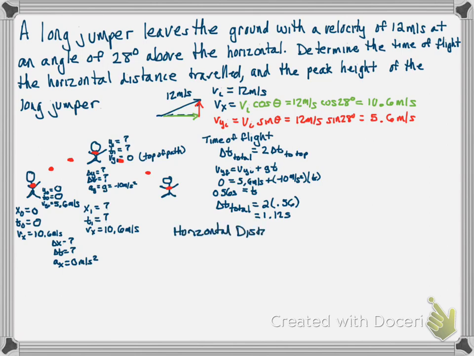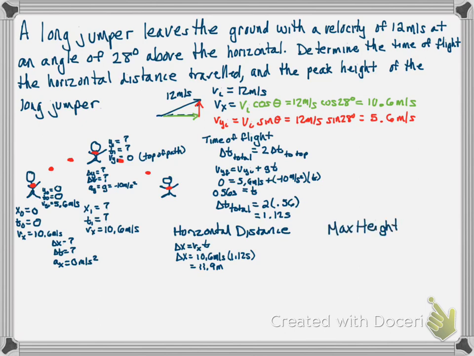Her horizontal distance traveled is going to be a delta x. Make sure you have your list of variables and units. Delta x equals vxt. That is your only choice for an equation in the horizontal direction. She's traveling 10.6 meters per second for a total of 1.12 seconds. That means that she must have gone 11.9 meters.